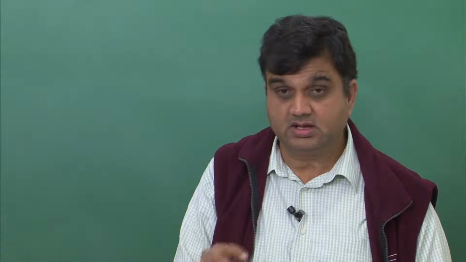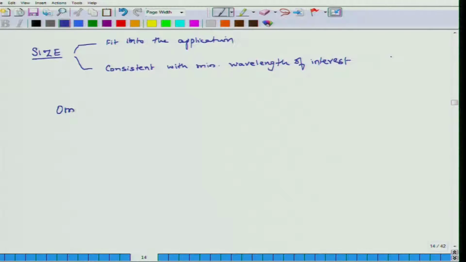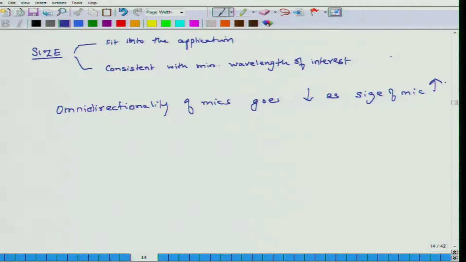The second consideration is that the directional characteristics of a microphone also depend significantly on the size of the microphone. So, omnidirectionality of mics goes down as size of mic goes up. Okay? Omnidirectionality of mics. If I have a larger mic, then it will be less omnidirectional, especially at higher frequencies. If I have a smaller mic, then it will be more omnidirectional even at high frequencies. And I will give a table.